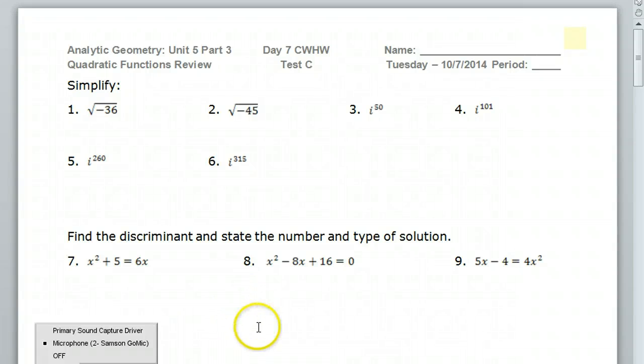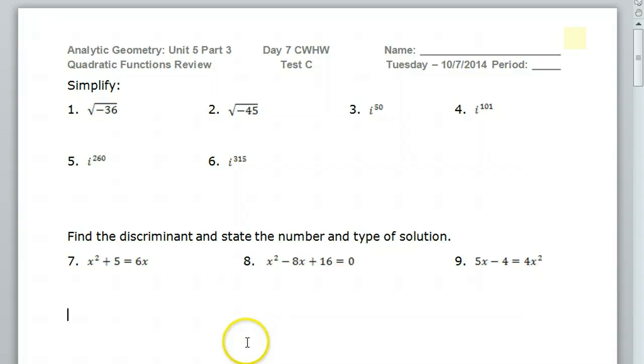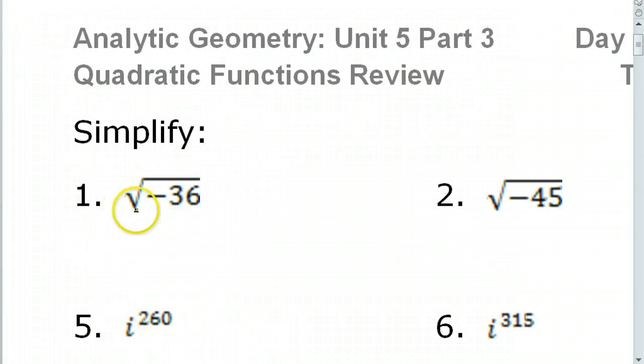So in problem number 1, square root of negative 36. As soon as you see that negative sign under the radical, what are you thinking? I, imaginary. Okay? If it wasn't for the negative, what's the square root of 36? All right, square root of 36 is 6. But because of the negative, it'll be 6i. No, the i has to go on the right-hand side of that 6.